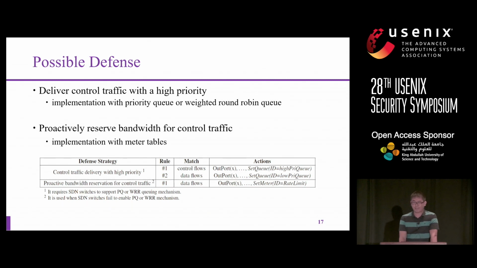So to defeat the attack, we provide 2 possible defenses. The first is to deliver control traffic with a high priority. This can be implemented with a priority queue or weighted round-robin queue. And the second is to proactively reserve bandwidth for control traffic. This can be implemented with SDN meter tables.